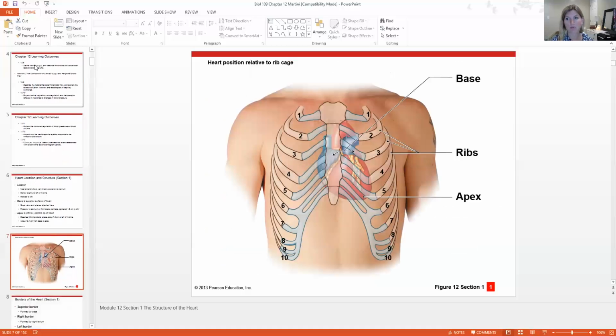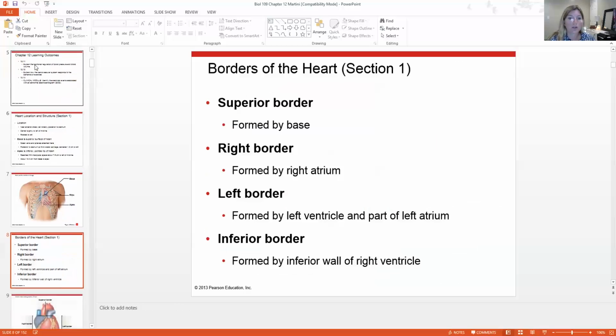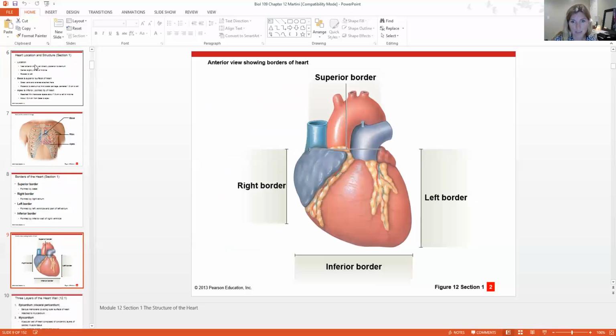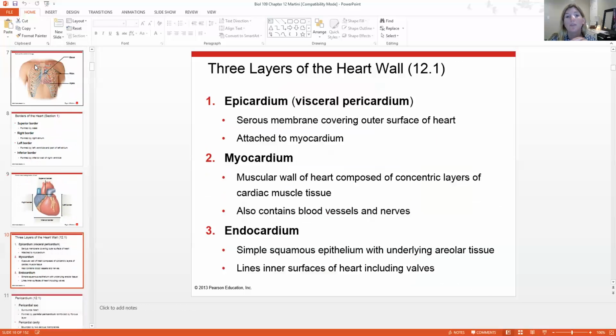There it is in its relative location. It has a superior border, a right border, a left border, an inferior border. And here you can see some of those borders: right, left, inferior, superior. Let's talk about the layers of the heart.